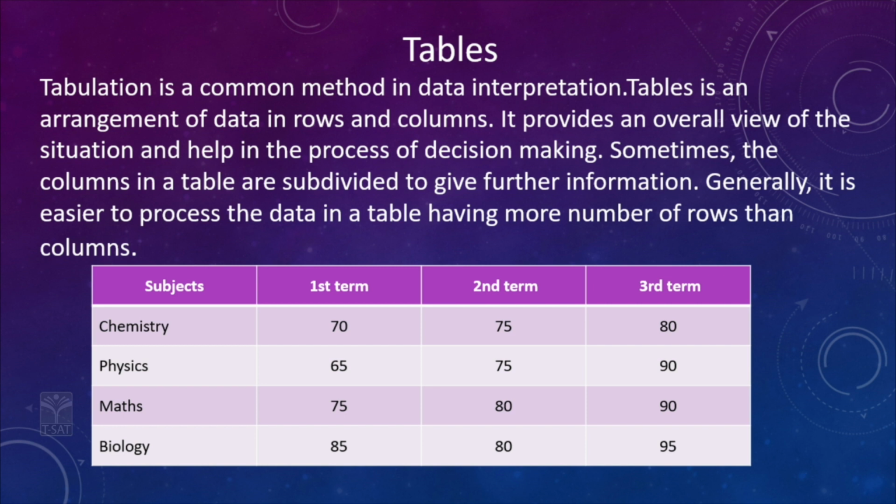Sometimes the columns in a table are subdivided to give further information also. Generally, it is easier to process the data in a table having more rows than columns. So, here we will see one piece of information: subjects. In the first term how many marks a student secured, in the second term how many marks, and in the third term how many marks.